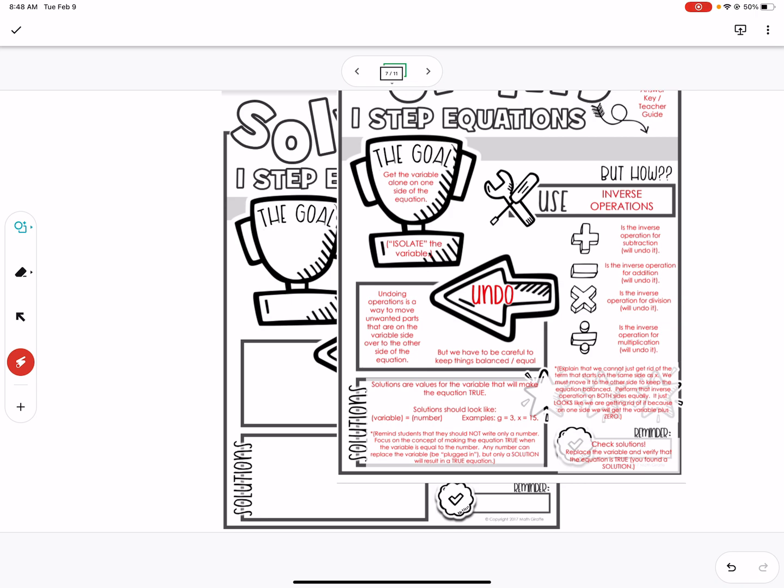Now, down below here, solutions are values for the variable that will make the equation true. Solutions should look like this: variable, number. Examples, g equals 3, x equals 15. You always want to put that variable first and the number second. So when you're writing your answers out, yes, sometimes it'll come up like this.